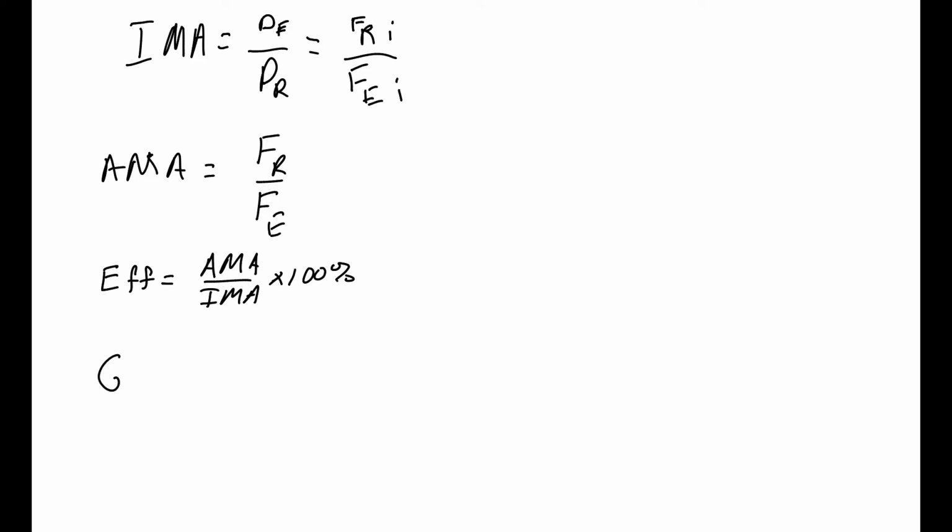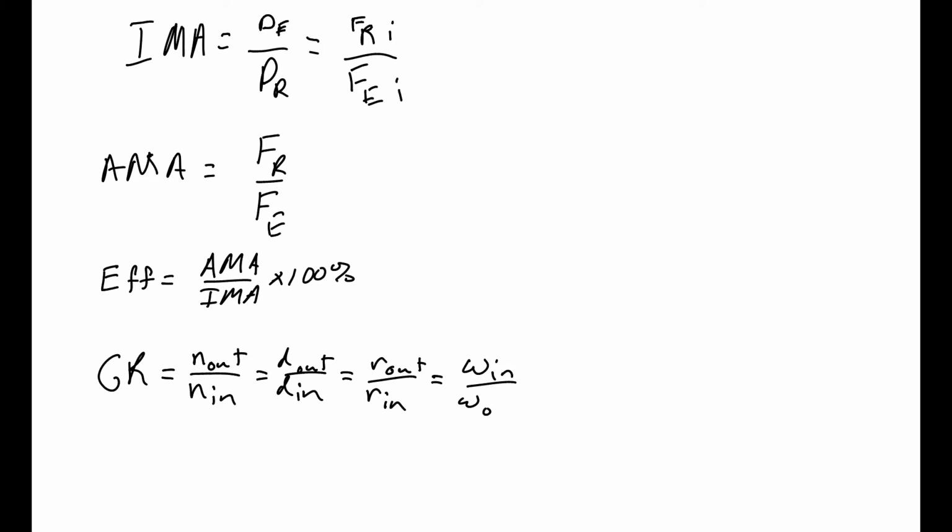And then gear ratio, there's a bunch of them. What are some of them? That's number of teeth out over number of teeth in. We've got diameter out over diameter in, radius out over radius in. We've got angular velocity in over angular velocity out, and torque out over torque in. Everybody remember those?